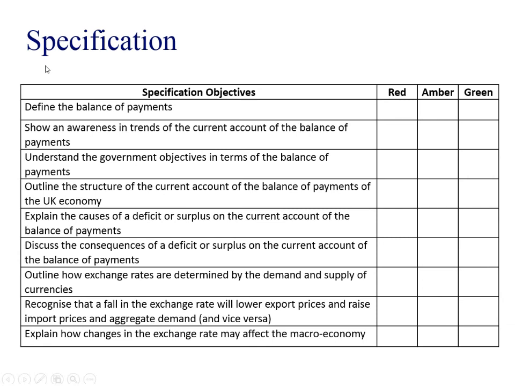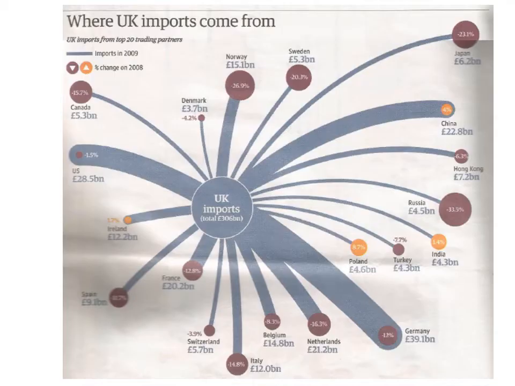Right, so this is what we need to know. Be able to define the balance of payments, show an awareness of trends in the current account, understand the government objectives, all straightforward. Structure of the current account and the balance of payments, straightforward again. Explain the causes of a deficit or a surplus, discuss the consequences of a deficit or a surplus. These last three have been done in the exchange rate presentation, so have a look at that for those specification objectives.